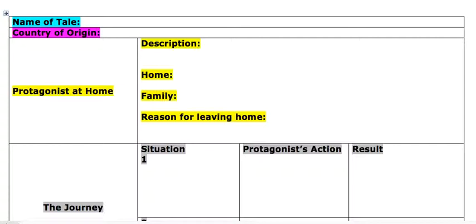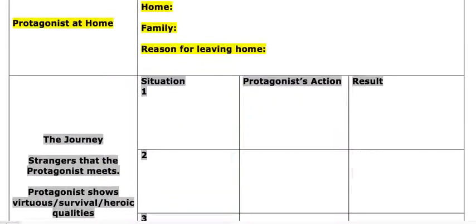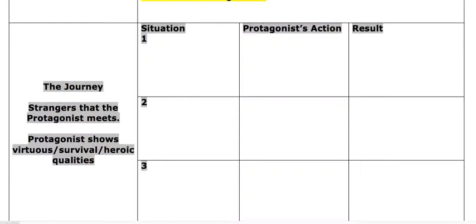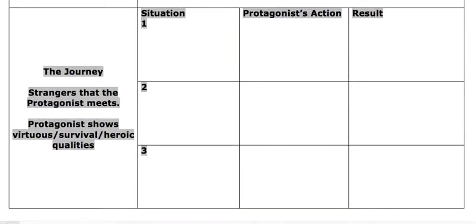Now, after you've talked about the protagonist, and you have that first section done with the protagonist at home, you're going to move on to the journey. Now, as your protagonist travels along, they're going on a journey in which they meet strangers. And this is where your protagonist starts to show their virtuous qualities or their heroic nature and their ability to survive. So you're going to have three situations in which your protagonist is going to meet three strangers that are going to give the protagonist something.